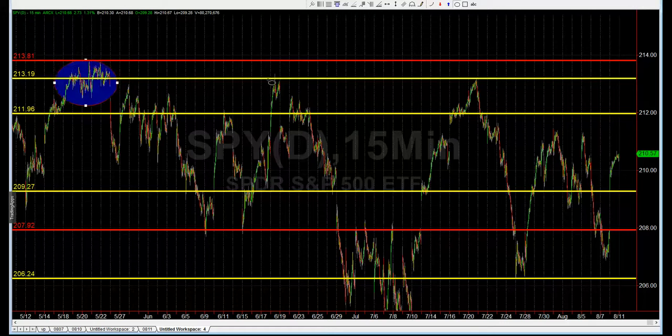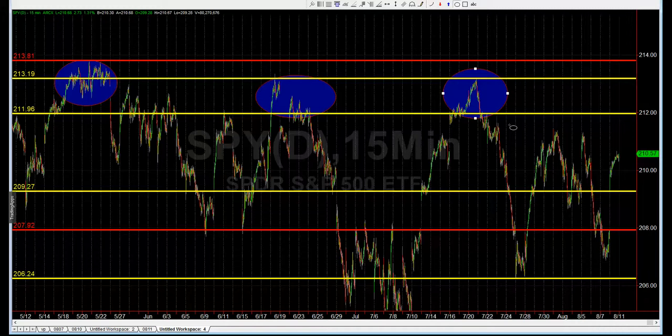Responsive sellers move back down. I'd be willing to bet dollars to donuts that if we get stretched up to that 2112, right, somewhere between 2112 and 2113.20, that we will find responsive sellers.